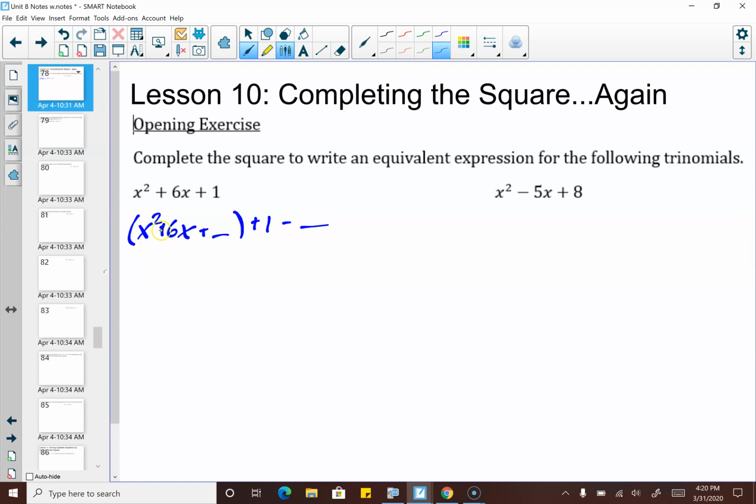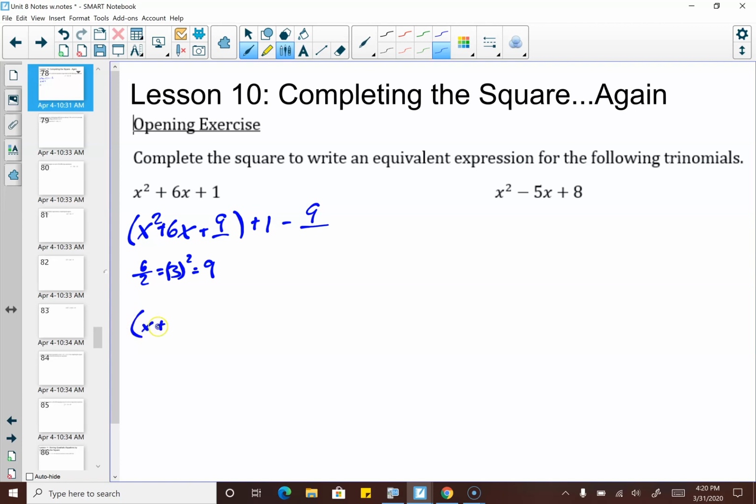Now we take our x term, which in this case is the 6. We divide it by 2. 6 divided by 2 is 3. And we square it. 3 squared is 9. And that's the number that goes on both of those lines. Now the reason we put those in parentheses is because we're going to factor it.